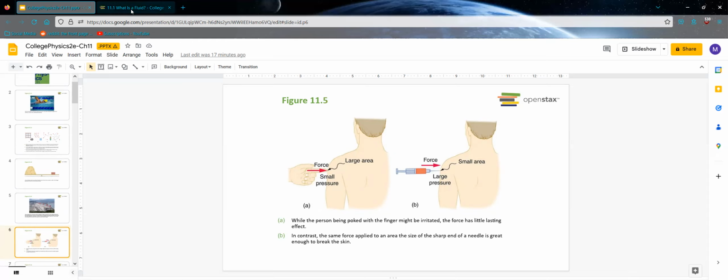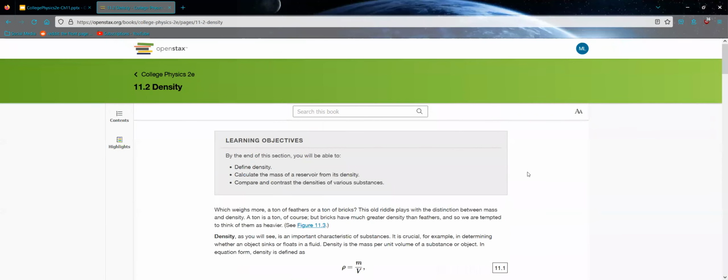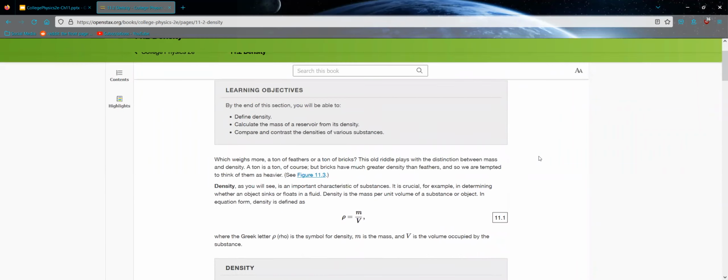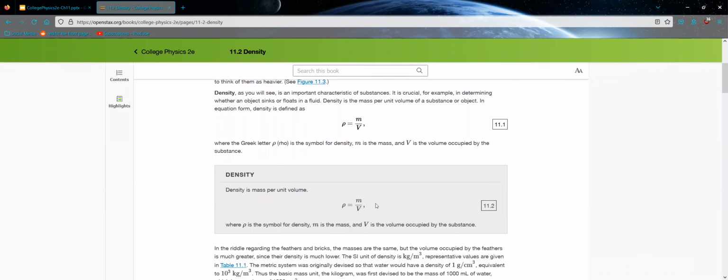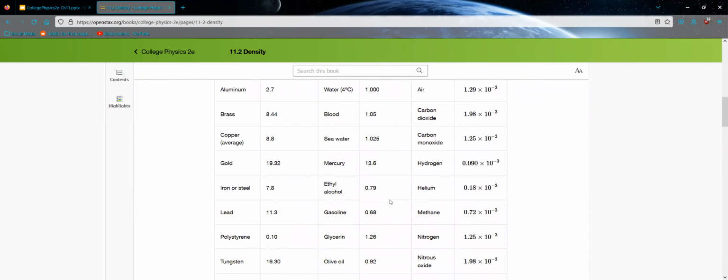There are equations for all these things. Again, the book goes over them. I'm not going to go super in depth into the individual equations because that's why the text is there. Read the text. Density is mass per unit volume. Here's a chart going over common densities of various things.